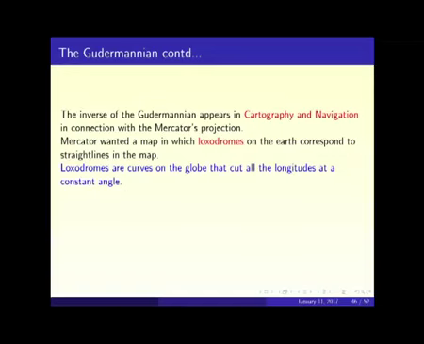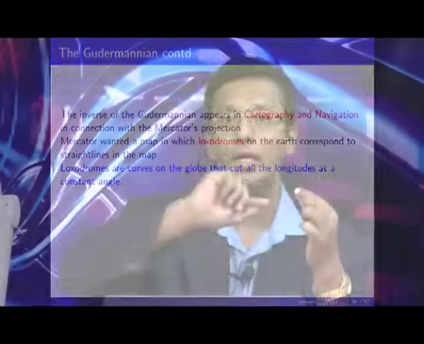Well, you'll ask me, what are loxodromes? Let me explain it to you. Loxodromes are curves on the globe with the property that they cut the longitudes at the same angle. The curve cuts all the longitudes at a constant angle.